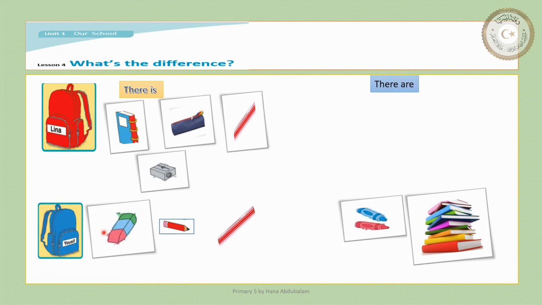Excellent. There is a rubber. What is it in the bag? Excellent. There is a pencil. All of you, what is it in the bag? There is a ruler. Okay. What is it in the bag? Some crayons. There are some crayons. The last one. What is it in the bag? There are some books.